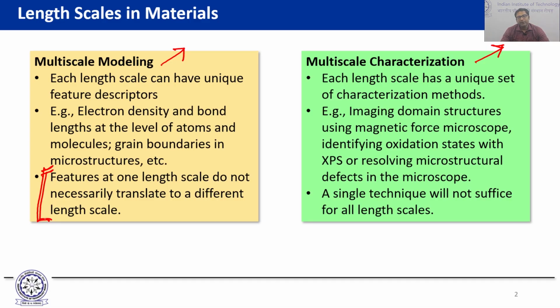Similarly, when you are thinking in terms of materials characterization at multiple length scales, you have to appreciate that each length scale has a unique set of characterization methods. For example, if you are thinking in terms of imaging domain structures, you might be using something like magnetic force microscopes. However, if you want to identify the oxidation states in a material, you might want to go ahead and use X-ray photoelectron spectroscopy.